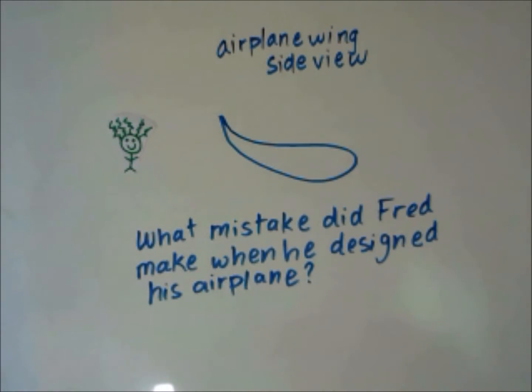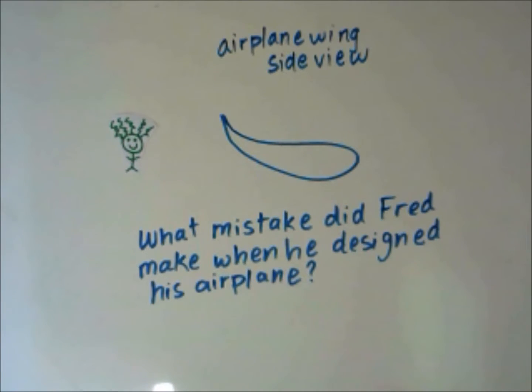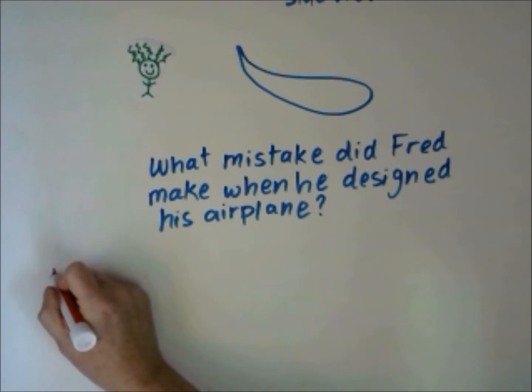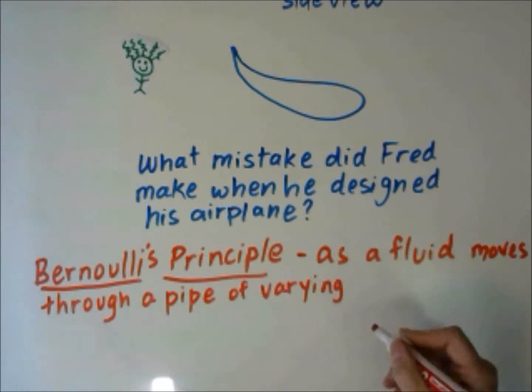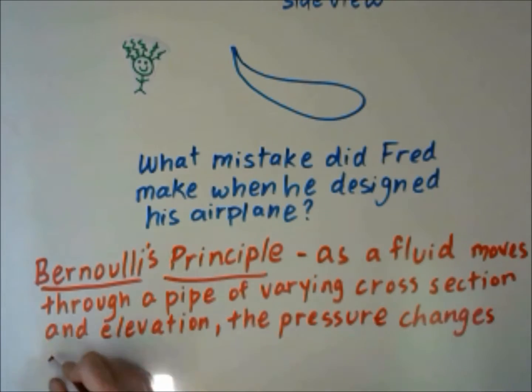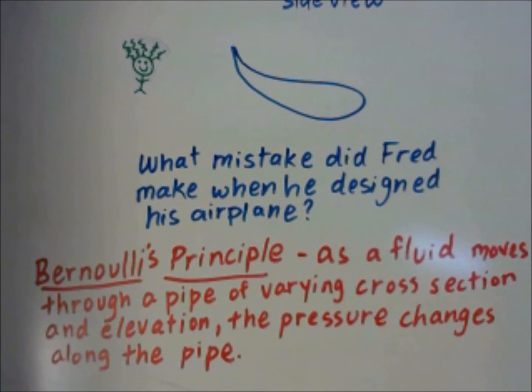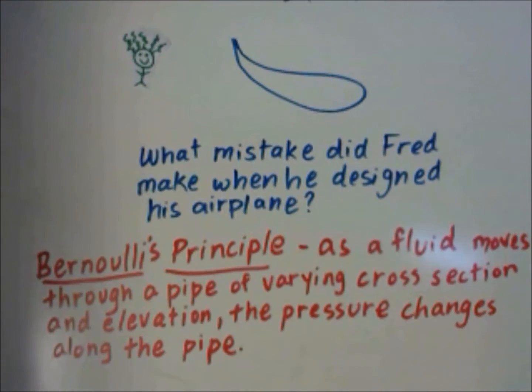What mistake did Fred make when he designed his airplane? To understand this, we're going to learn about Bernoulli's principle. Bernoulli's principle says, as a fluid moves through a pipe of varying cross-section and elevation, the pressure changes along the pipe.